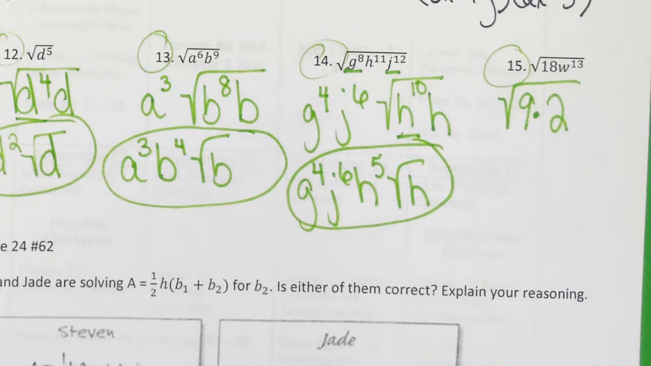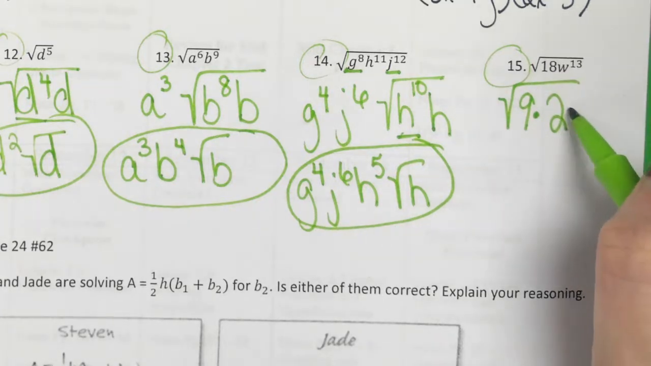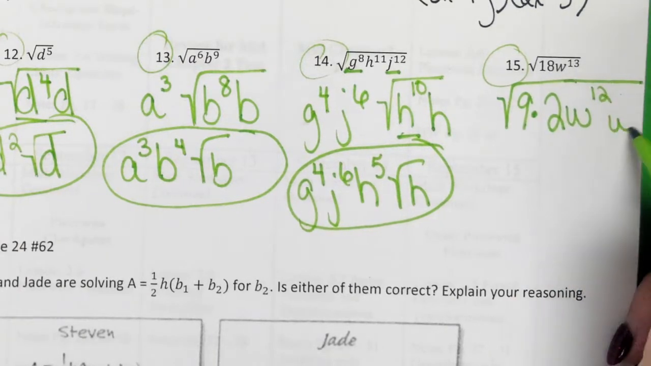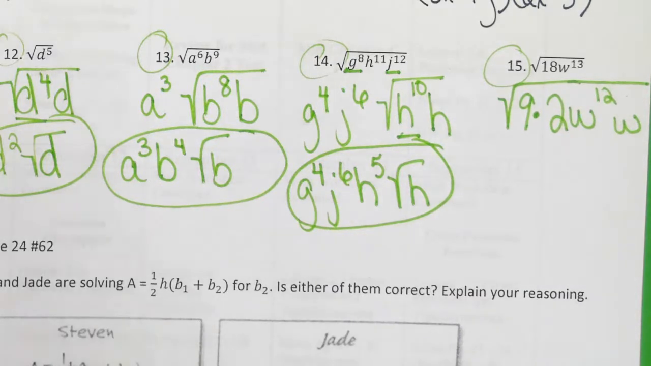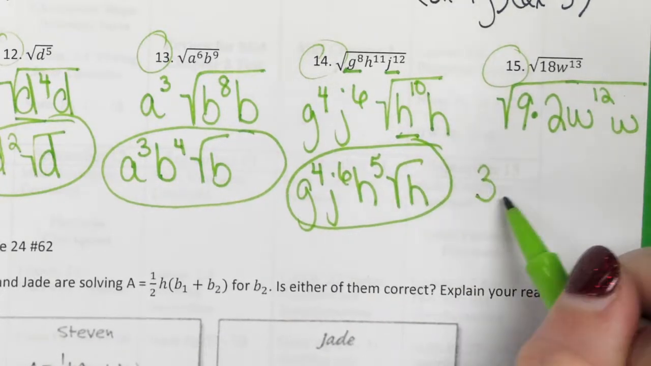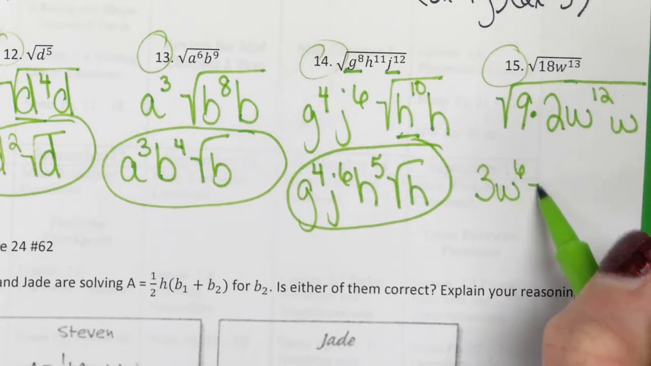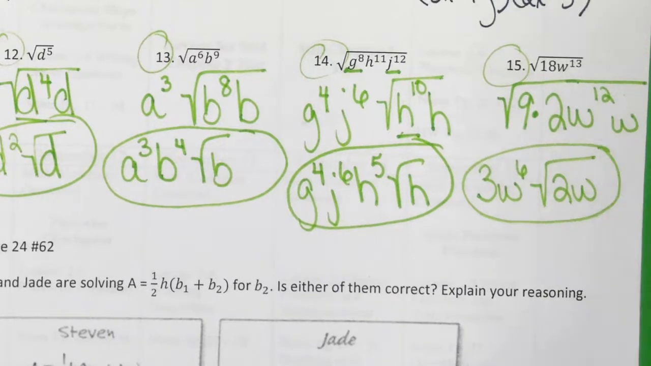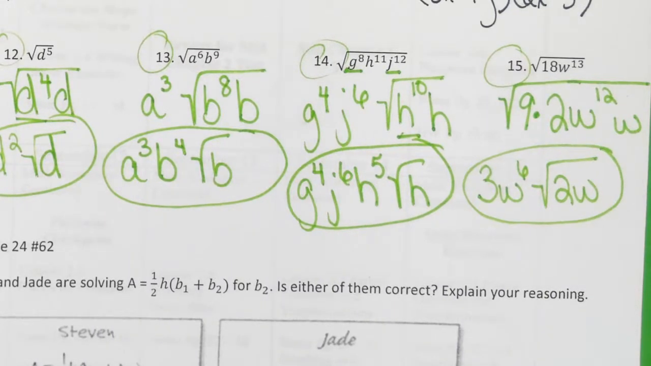But the letters are different. The letters, you have to be able to divide it by 2 because square root means 2, right? What about a cube root? What will we divide it by then? By 3. If I had a fourth root, what will we divide it by? 4. Yep. So we would say W to the what power? 12 and W, right? So it'd be cube root of 3W to the 6, and square root of 2W. That's not that bad. It shouldn't be.